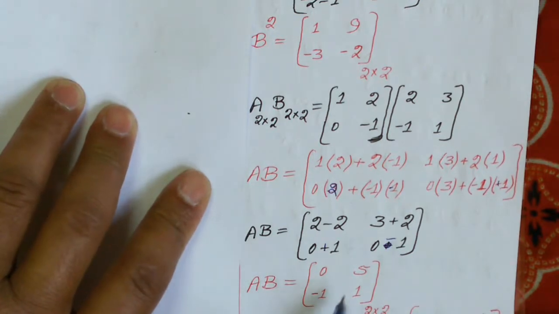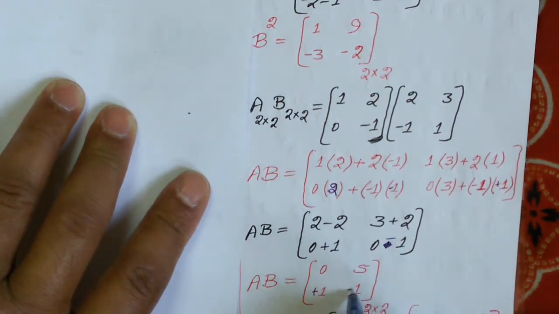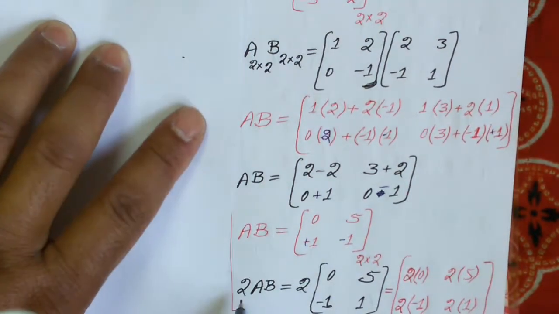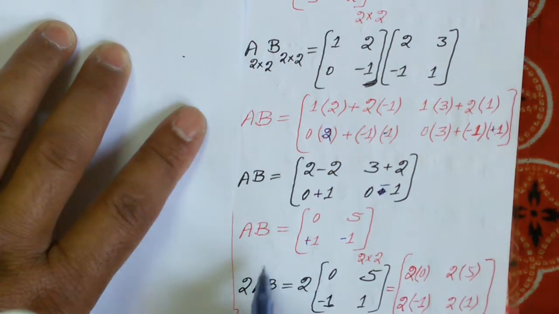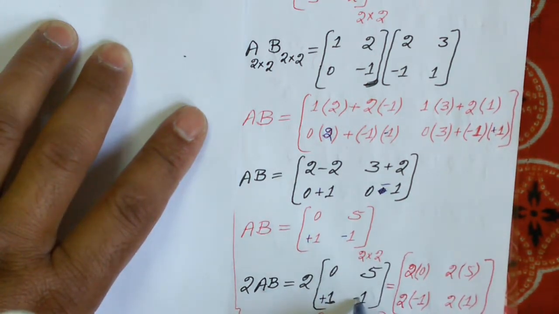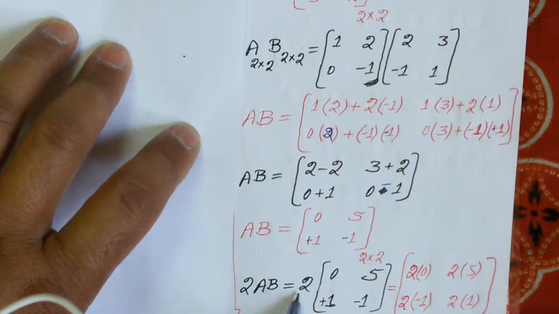Now AB is equal to, this quantity is equal to plus 1 and this quantity is equal to minus 1. Now to calculate 2AB, the elements of the matrix AB are 0, 5, plus 1 and minus 1. Multiply with the scalar 2. Multiply each element by the scalar 2.